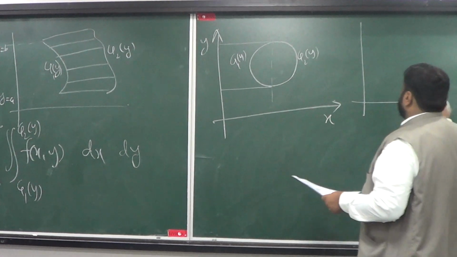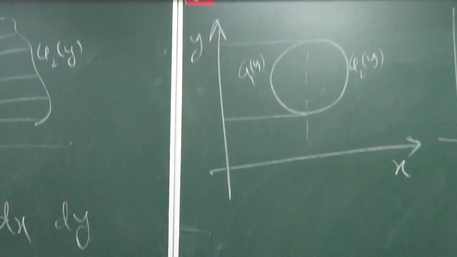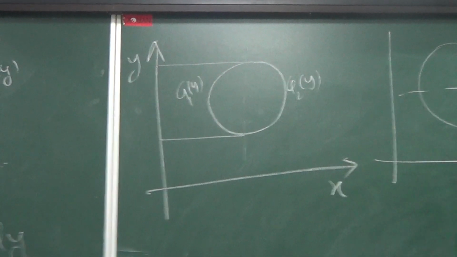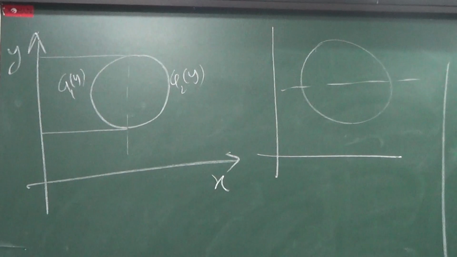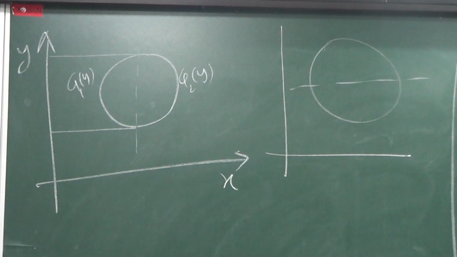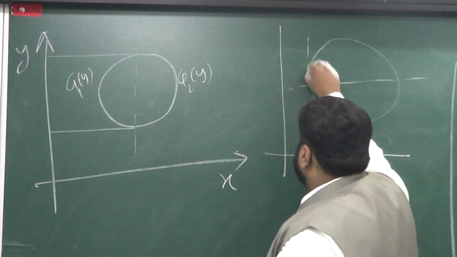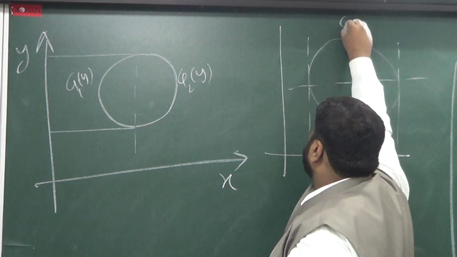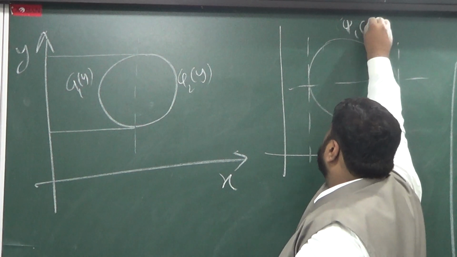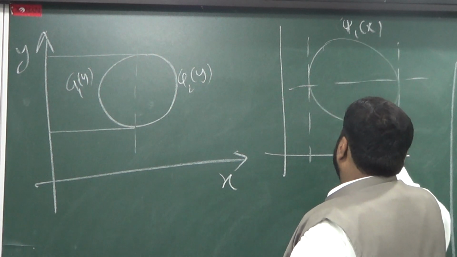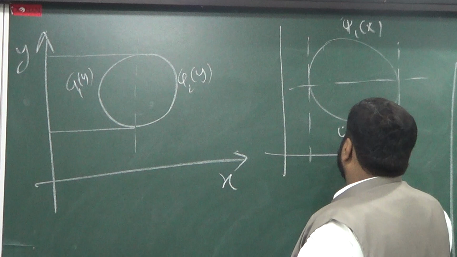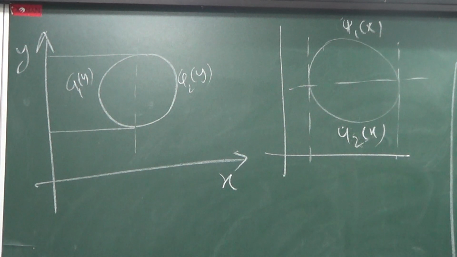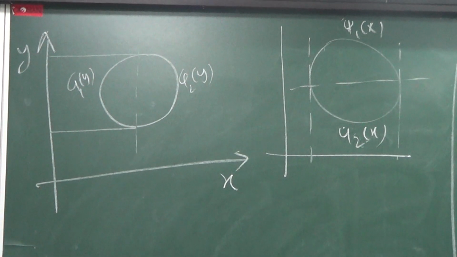But I can see this picture from another perspective as well. So I have the same picture, but look at it from this perspective. I can say that my x lies here and above is psi 1 of x, something like that. It looks like a circle, but it could be any picture which has this kind of properties.